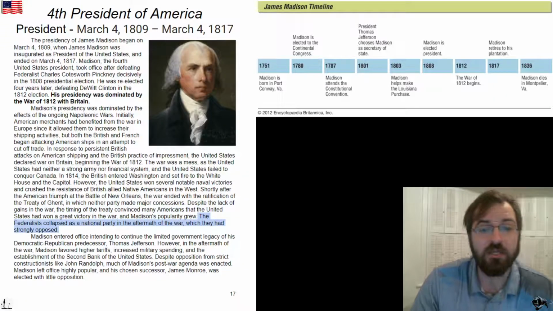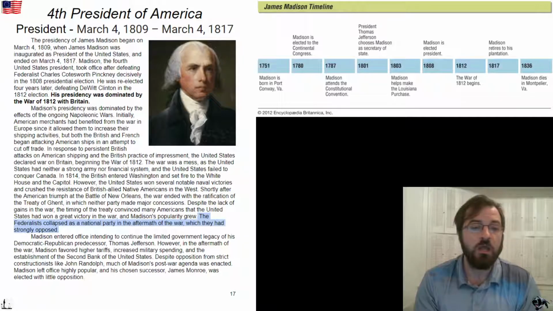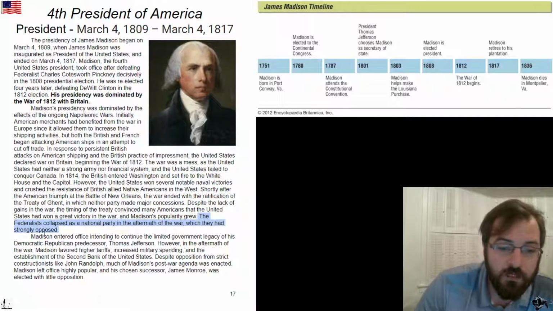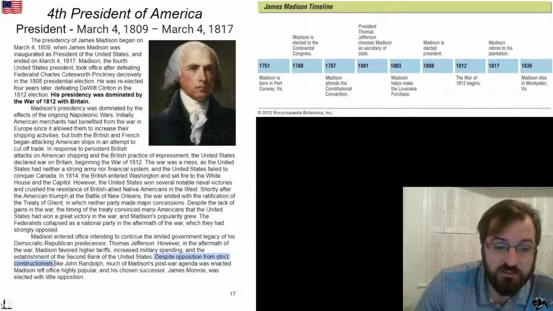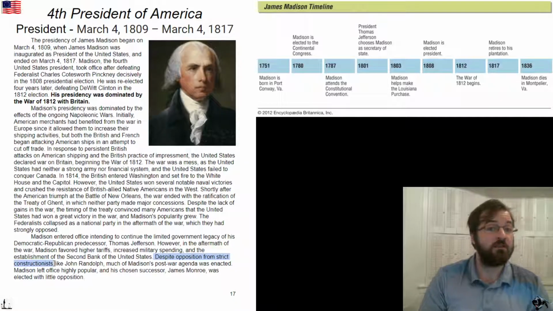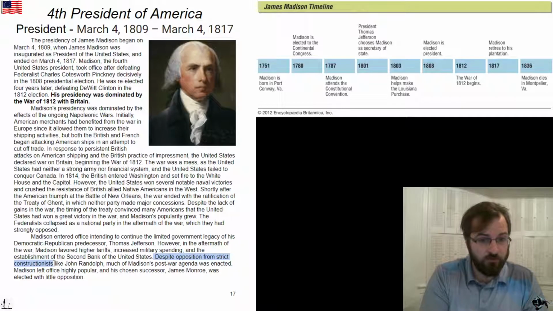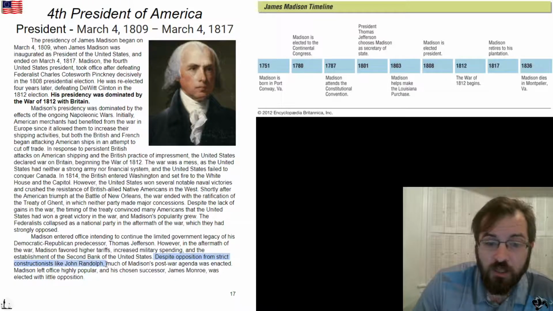The Federalist Party collapsed as a national party in the aftermath of the war, which they had strongly opposed. Madison entered office intending to continue the limited government legacy of his Democratic Republican predecessor, Thomas Jefferson. However, in the aftermath of the war, Madison favored higher tariffs, increased military spending, and the establishment of the Second Bank in the United States. Despite opposition from strict constructionists, like John Randolph, much of Madison's post-war agenda was enacted. Strict constructionism would be the idea that you always follow the Constitution to the letter of the law.